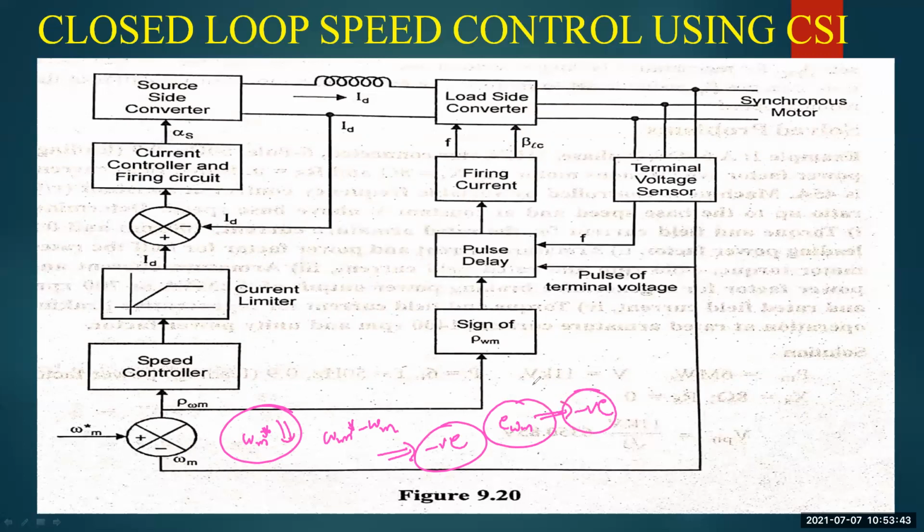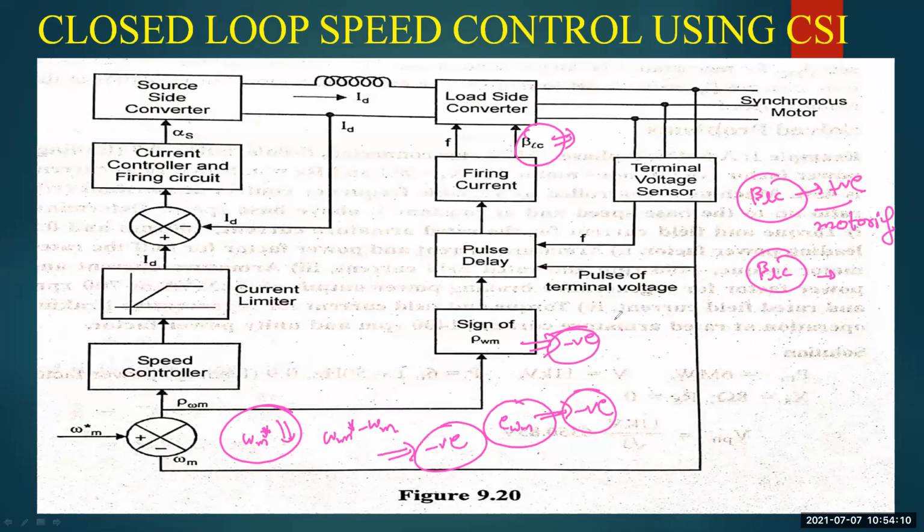Because of this negative error, beta LC is set to operate in braking operation. If the beta LC commutation lead angle is positive, it is motoring operation. If the speed error omega m star minus omega m is negative, it is set to braking operation. Based on the speed error, the commutation lead angle takes different values.